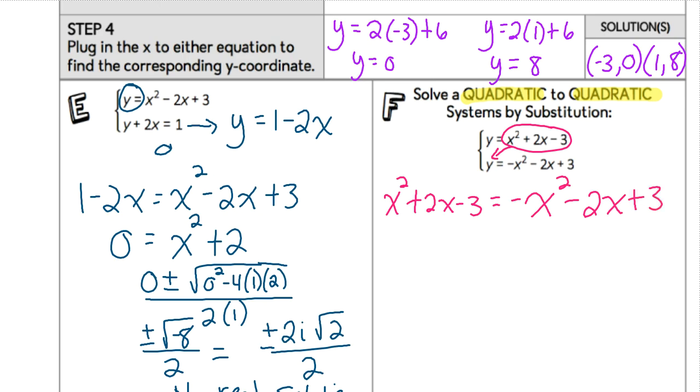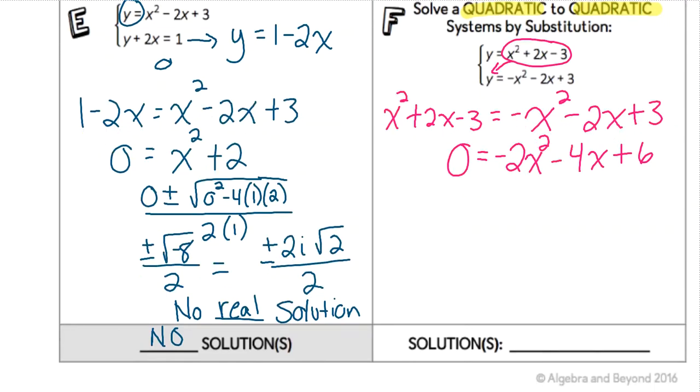Again, we have a quadratic, so I need to get it equal to 0. So on this side, I want 0. That means I have to subtract an x squared to get negative 2x squared. I have to subtract 2x to get me negative 4x, and I have to add 3, which gives me 6. So this is my quadratic I now have to solve. Again, you've got all your methods. You could quadratic formula it. I know that on this one, I can factor out a negative 2 and get x squared plus 2x minus 3. And then that's factorable.